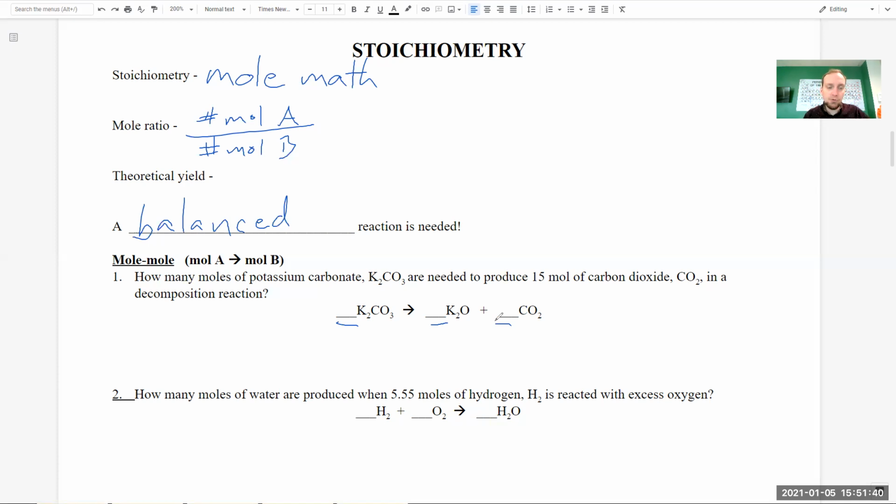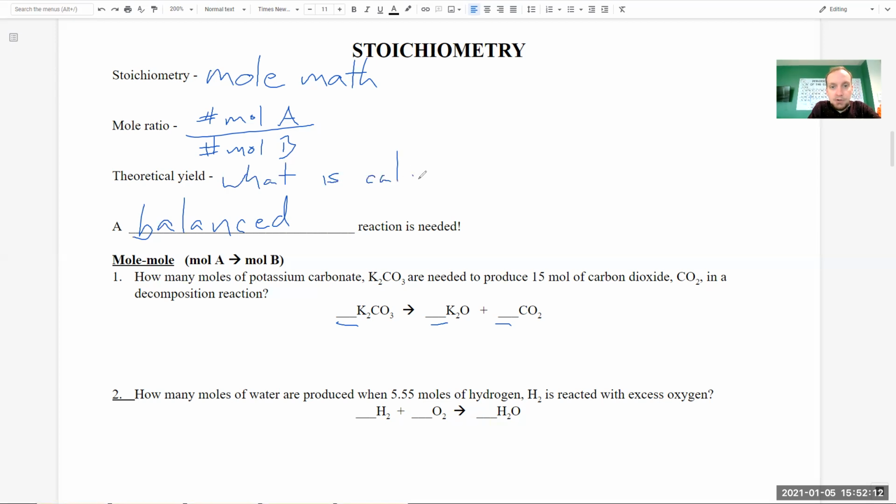Now, I do want to go back real quick and fill in this theoretical yield. Theoretical yield is what you calculate, okay? You'll see later in this unit where we're going to talk about an actual yield. An actual yield is, say you were to do the experiment, and then you get the result at the end. That's your actual yield, right? You did the experiment. A theoretical yield is what is calculated.